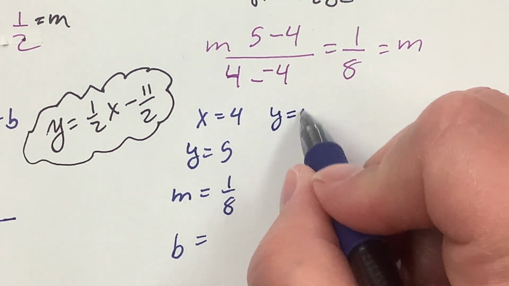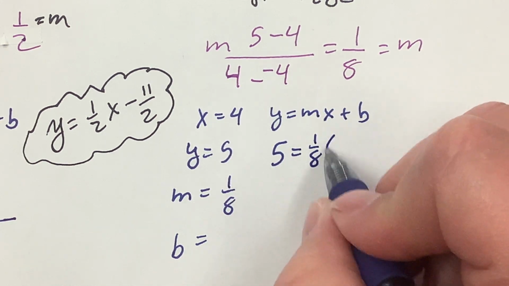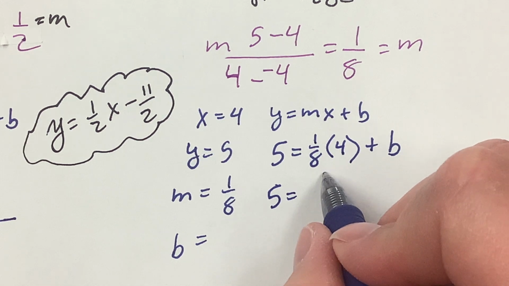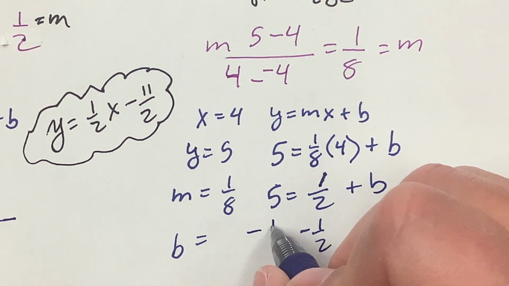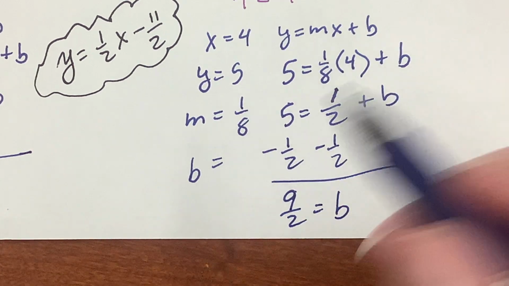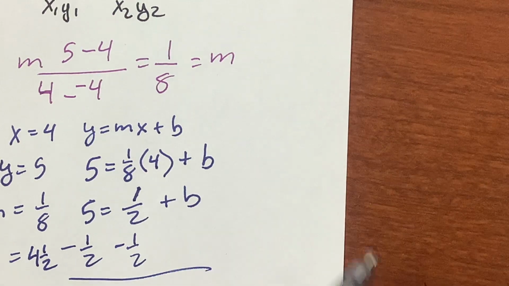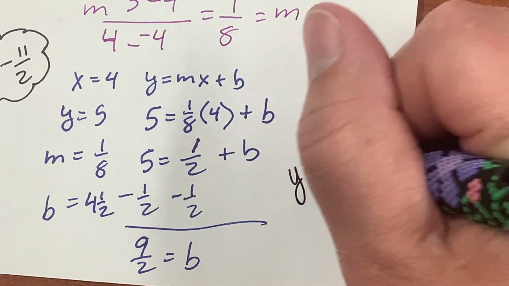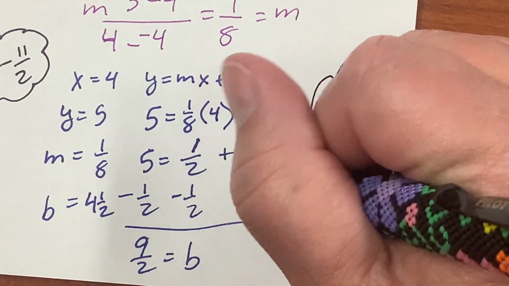y equals mx plus b. 5 equals 1/8 times 4 plus b. 1/8 of 4 is 4 over 8, that's 1/2. Plus b, minus 1/2 from both sides. And you get 9 over 2 equals b. Or you could get 4.5, because if you have 5, you take away 1/2, you get 4.5. But I like 9 over 2. So now we're going to write that as an equation. y equals 1/8 x plus 9 over 2. May we never encounter these kinds of problems when we're graphing.